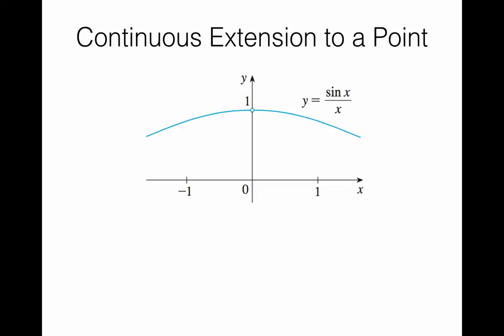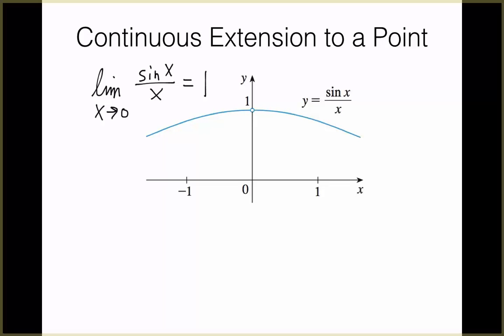So this function will be called the continuous extension of the function sine of x over x to the point 0. We see from this graph that the limit as x approaches 0 of sine of x over x equals 1. The limit from the left-hand side and the right-hand side of sine of x over x equals 1. So we could define a continuous extension of this function by defining the function to equal 1 when x is 0. This would fill in this little hole and therefore remove the discontinuity.